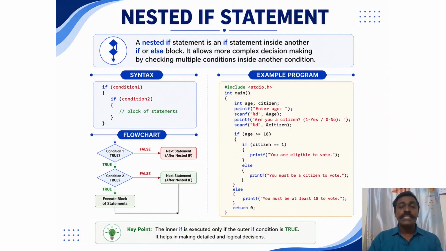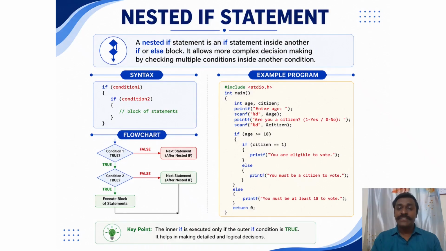Suppose a person is eligible to vote when and only when the person is a citizen of this country and also must be at least 18 years old. In that case, we have to check two conditions. The first one, age is greater than or equal to 18, and he must be a citizen. So, if age greater than or equal to 18, and inside that if we check another if citizen is equal to 1, where 1 means he is a citizen, then we write "you are eligible to vote". Else, we say "you are not a citizen, you must be a citizen to vote".